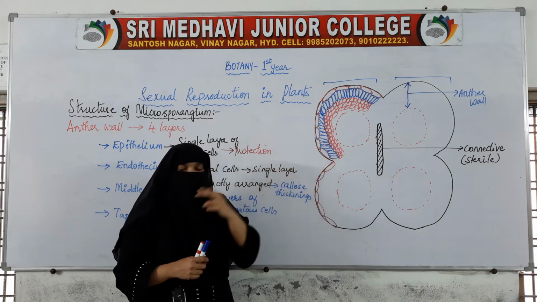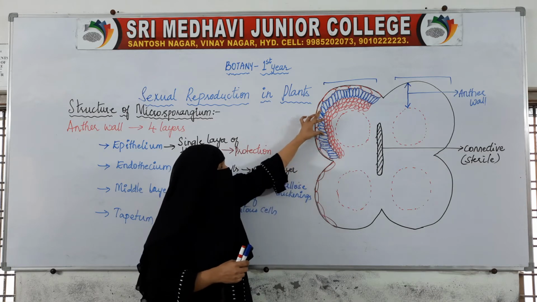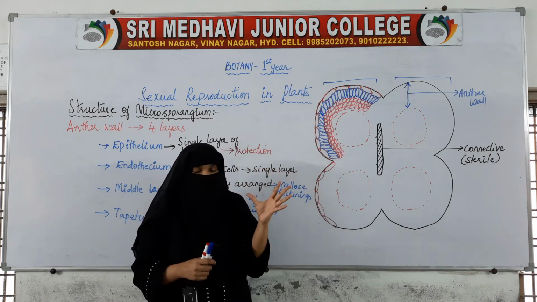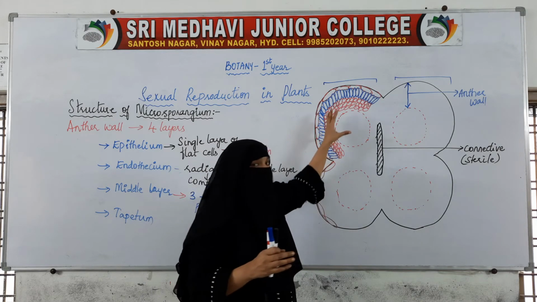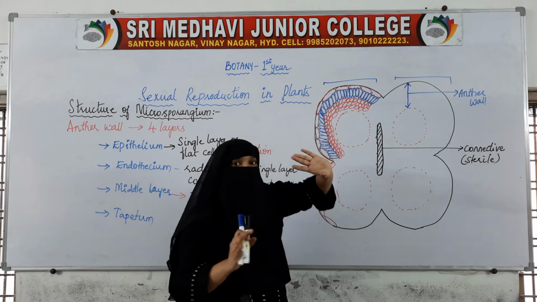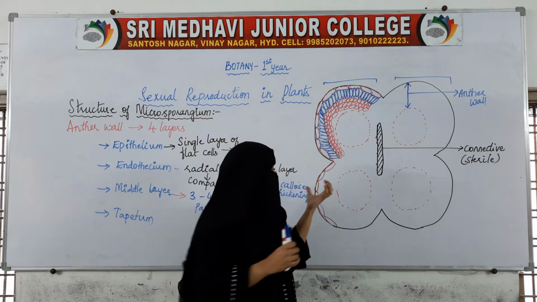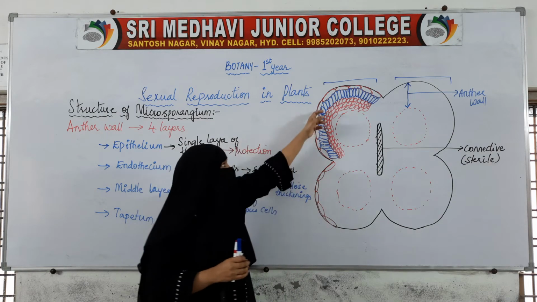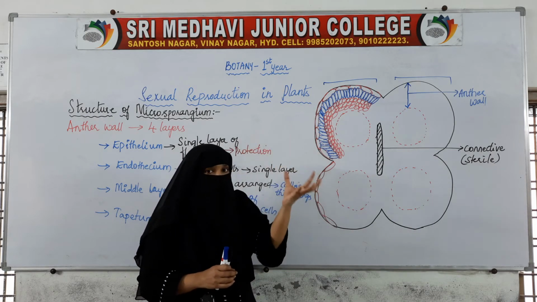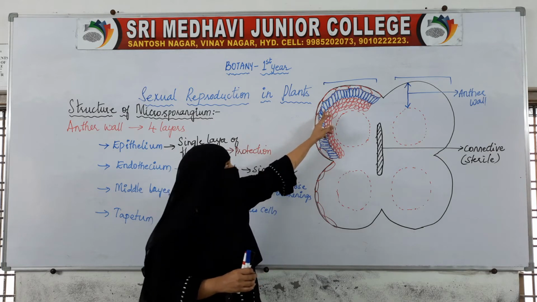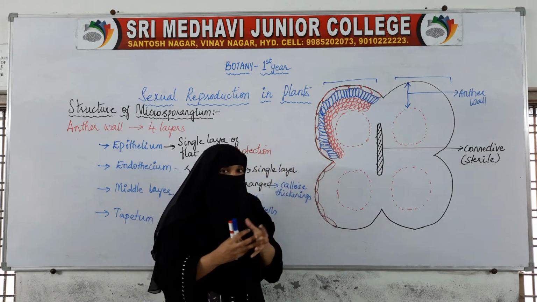These radially arranged cells have callose thickenings on the walls, and as the anther matures, these thickenings become fibrous. Because of this fibrous nature, the anther becomes very rigid and strong, and it cannot be broken. So this second layer, the endothecium, consists of compactly arranged radial cells with callose thickenings.